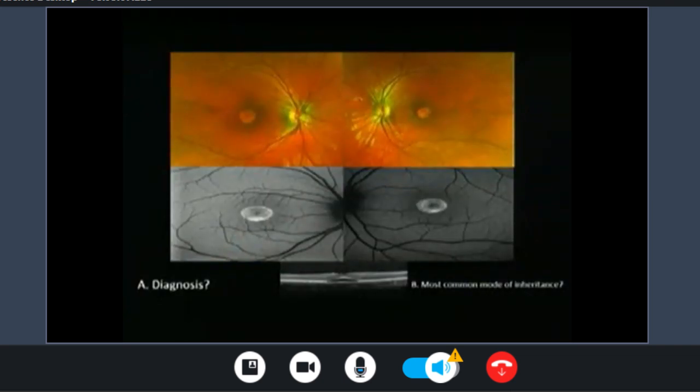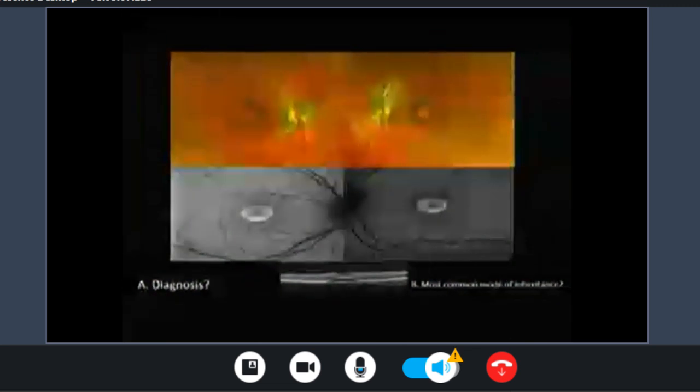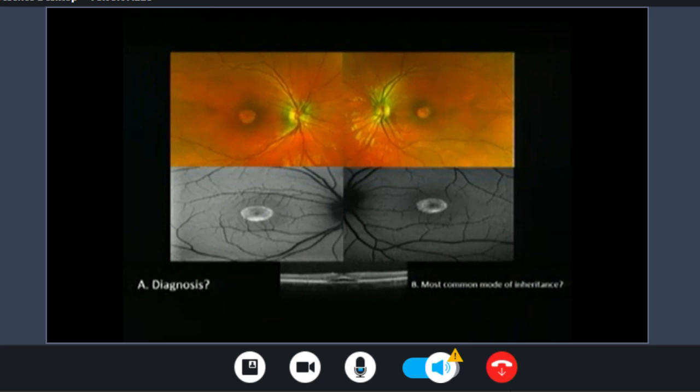The previous question, this is Best disease. Autosomal dominant. So let's discuss it more. Do you know other modes of inheritance for this disease? What is it called? Autosomal recessive bestrophinopathy. It has a different presentation. The one who described it is Patrick Chats, our medical retina colleague.